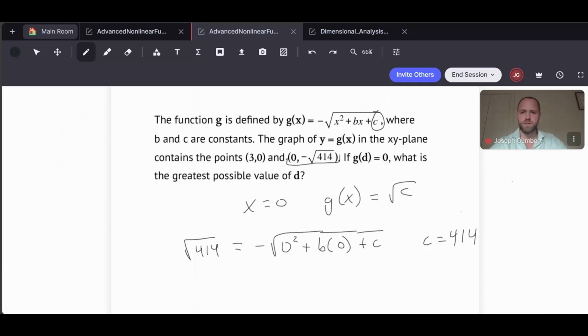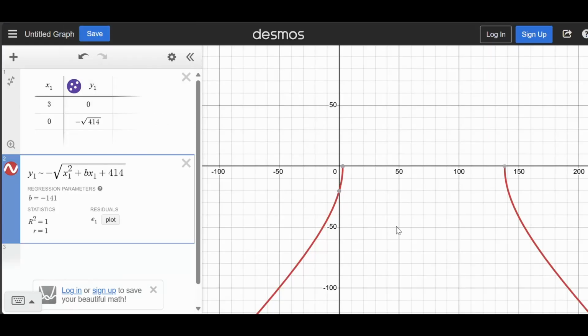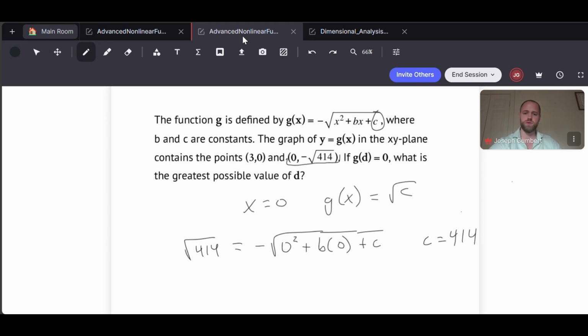Now, if we come back, the question asks, what is the greatest possible value of d? So d is the x value when the entire function equals 0, so it's the x value when the entire function basically hits the x-axis, right? And so we want to find the largest possible value of that. So if we come back to the calculator, we have this value 3, 0, which is the lowest value. But here we have the highest value at 138. And so then 138 is going to be the correct answer.